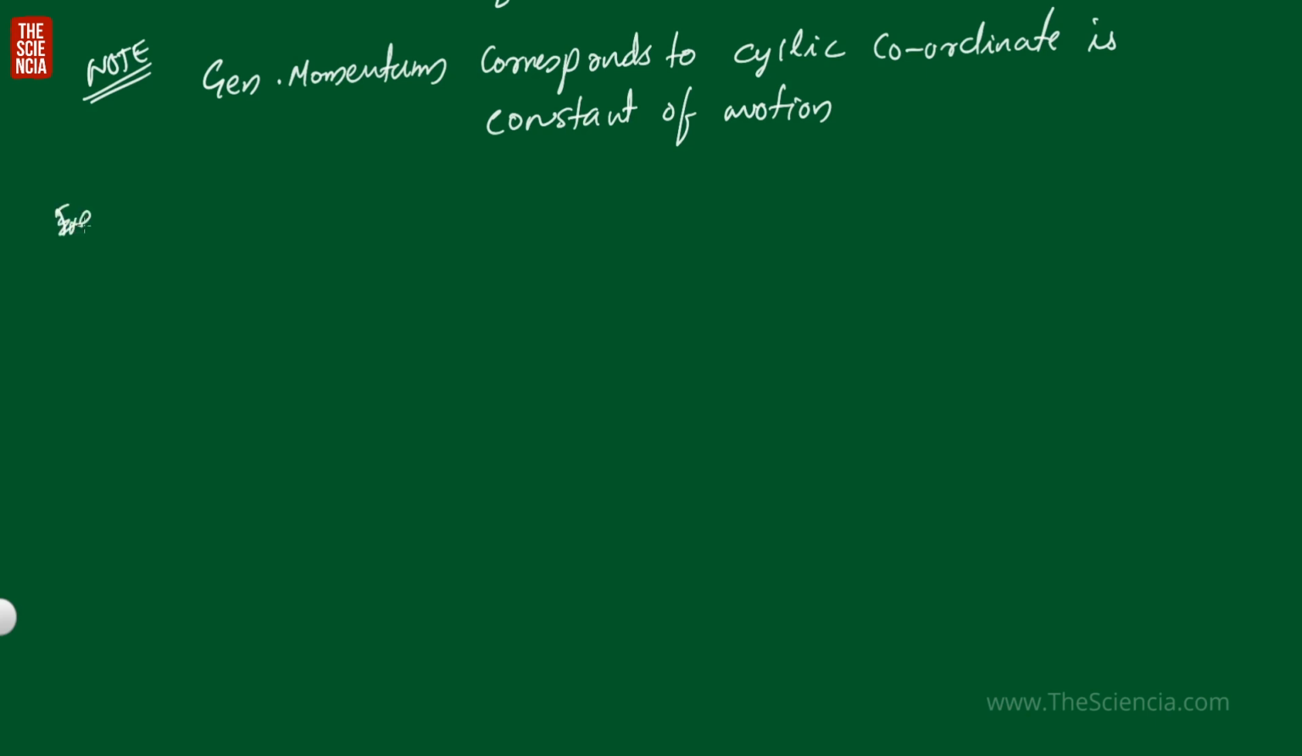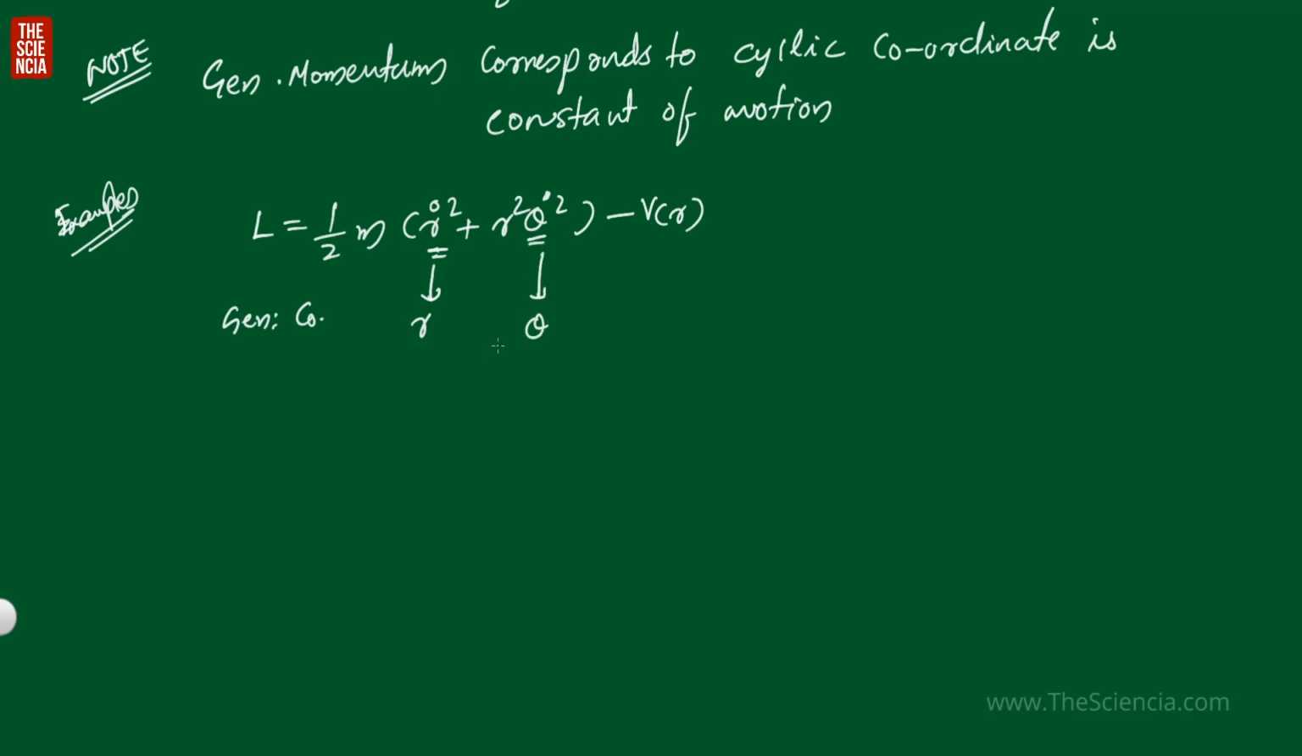Here I tell you some examples. Suppose our Lagrangian L is equal to 1 by 2m (r dot square plus r square theta dot square) minus V of r. Here what are the generalized coordinates? One is r and the other one is theta. You can see r is here and there is no theta. Theta is absent. That means it is a cyclic coordinate. And we know the generalized momentum corresponding to a cyclic coordinate is a constant of motion. Then what will be the generalized momentum corresponding to theta? That will be p theta. Then p theta will be a constant of motion.